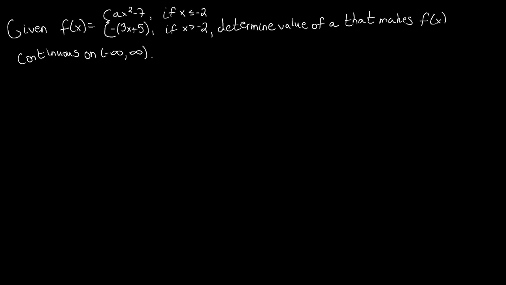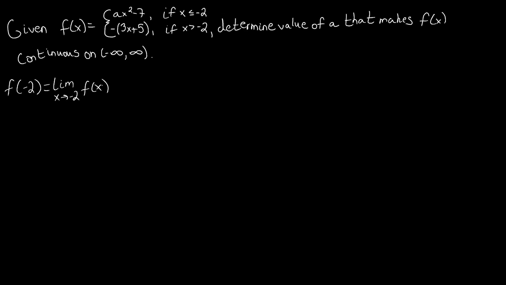The only real place of interest for this question, to make sure that this function is continuous everywhere, would be at -2, because anything less than -2 is going to be continuous by nature of this quadratic, and anything greater than -2 is going to be continuous by nature of the linear function. So what we need to ask ourselves is what value of a makes this piecewise function continuous at -2? In order to have that, we know that to be continuous at -2, f of -2 has to equal the limit as x approaches -2 of f of x.